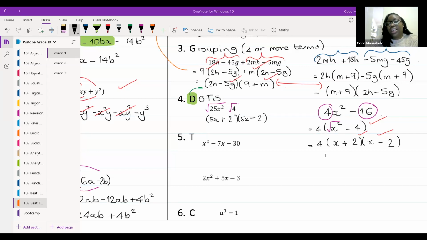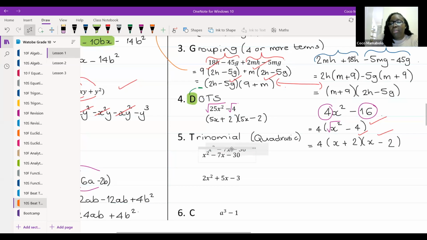Oh, that's okay, Lwandile. That's okay. Not number 5 yet. All right. Then number 5, what kind of factorization are we looking at in number 5, guys? It's a trinomial. Good. It's a trinomial. Some of your teachers might call it a quadratic. All right. I want everybody to factorize this one.